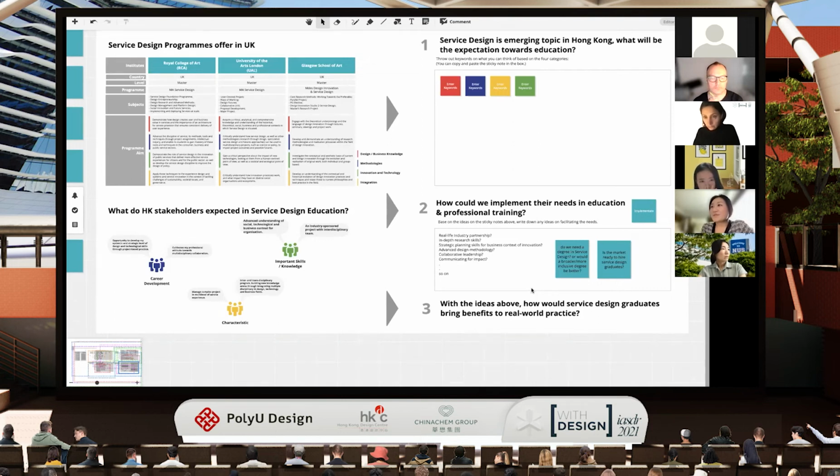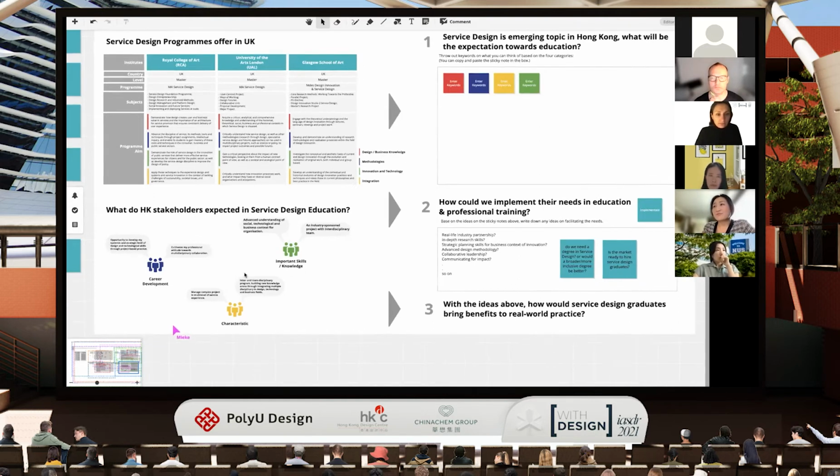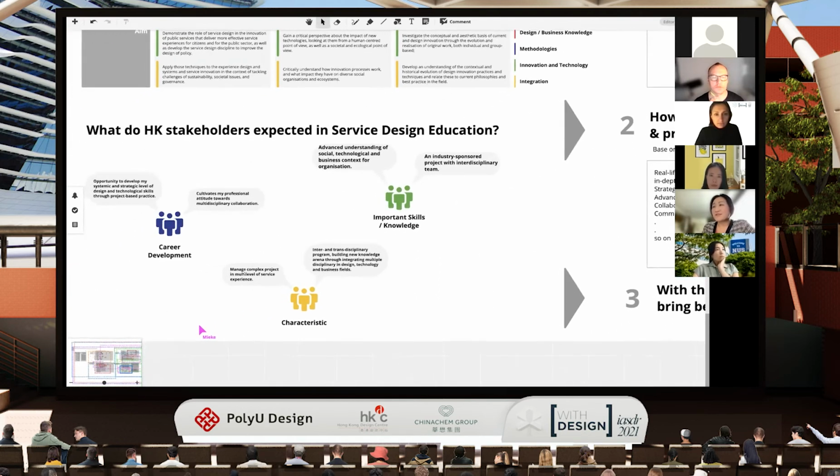And then some interesting needs were identified. Firstly, I can say is the characteristic of programs that they find attractive. They are interested in interdisciplinary programs, wishing to build new knowledge by integrating multiple disciplines in design, also considering the technology shift as well as business requirements. They also want to engage with more complex projects, not only experience design, but multi-level service experiences.